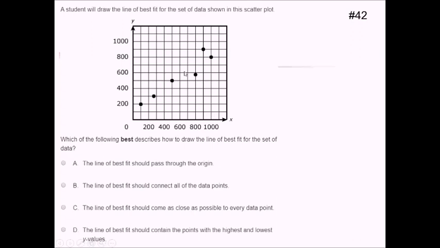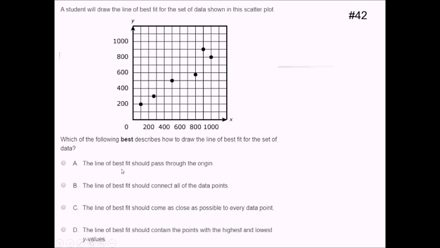For this problem, we've got a line of students about to draw a line of best fit for a data set here. We want to know which of the following best describes how to draw the line of best fit for the set of data. And this is kind of a funny problem, if you'll forgive the commentary, because you didn't actually need a real table with data. This is just asking in general, how do you draw lines of best fit?